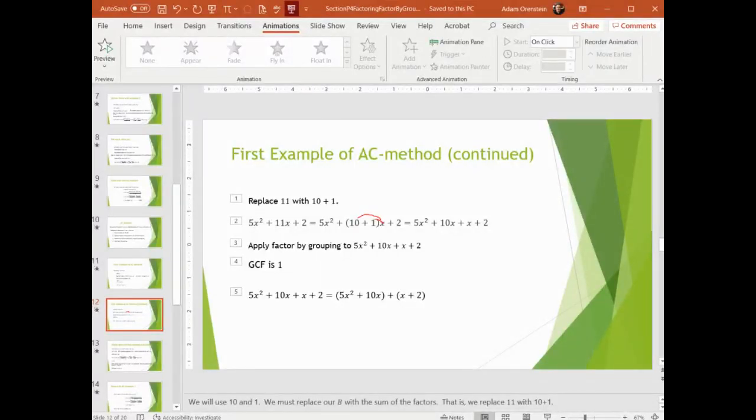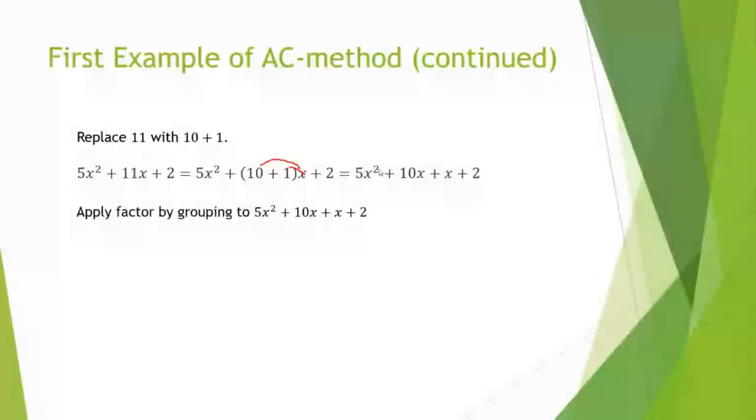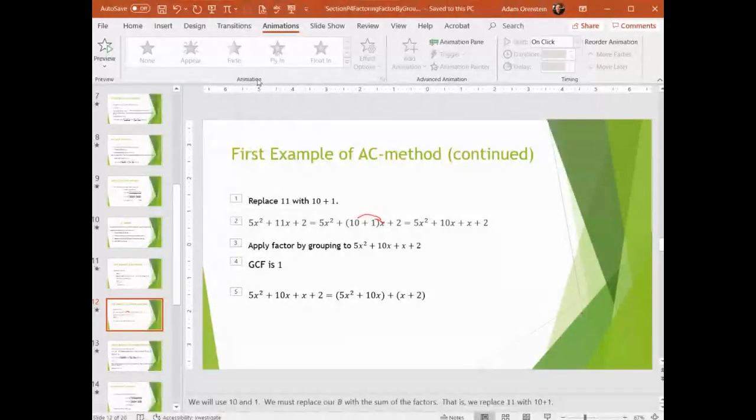So we have that. So that's what we're going to do now. We're going to apply factor by grouping to this. So essentially we're replacing 11x with 10x plus x. And now we actually have a polynomial with 4 terms.